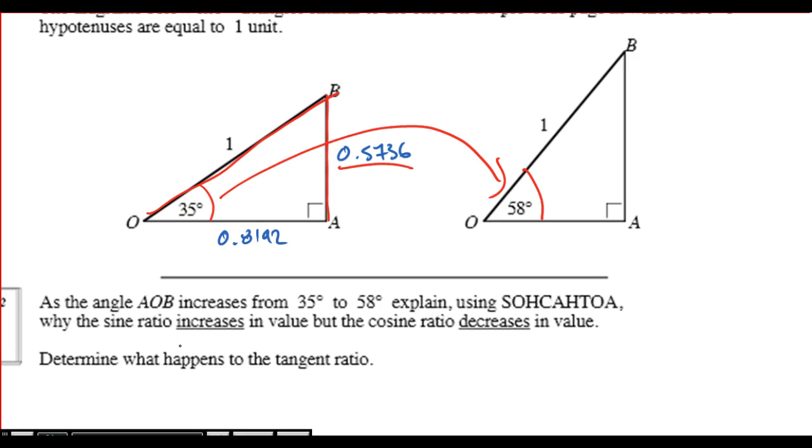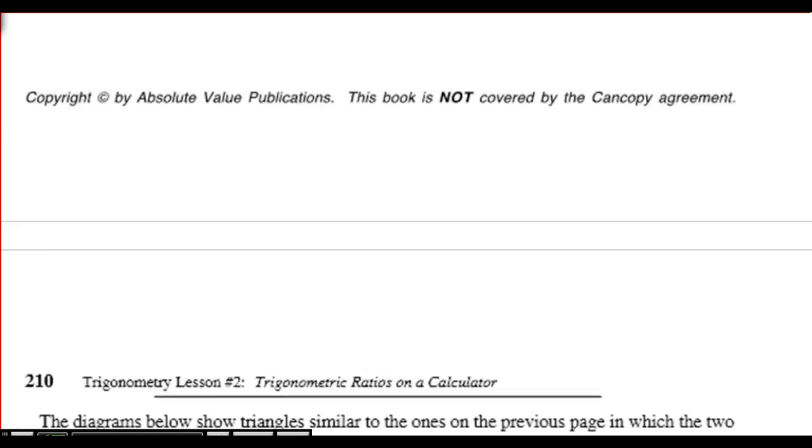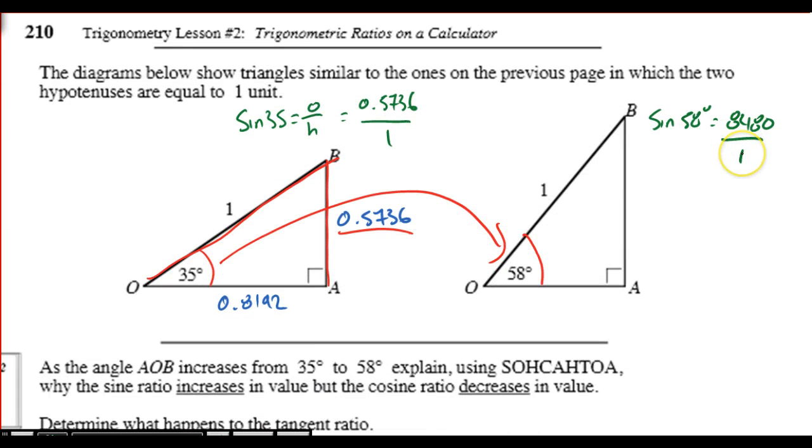Okay, so let's explain this. What's happening here? Why does the sine ratio increase? Well, the simple reason is, look at the sine ratio here. Let me write it out. Sine 35 is opposite over hypotenuse, which is 0.5736 over 1, we can say, hypotenuse. And in this case, sine 58 was 0.8480, I believe, and again that would be over 1.